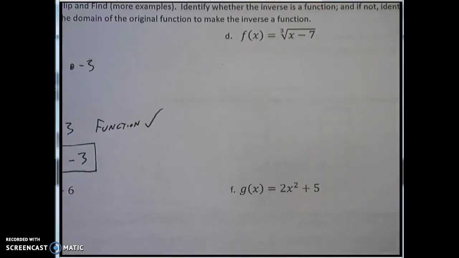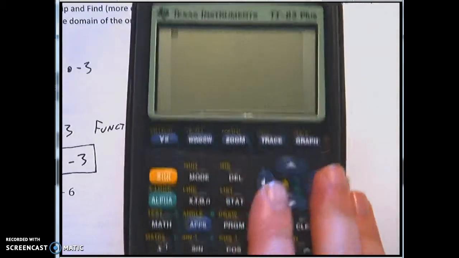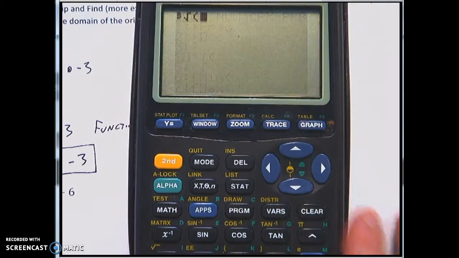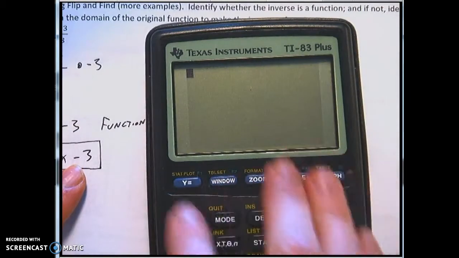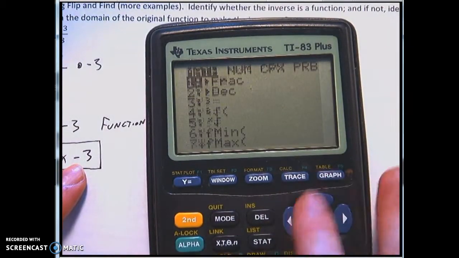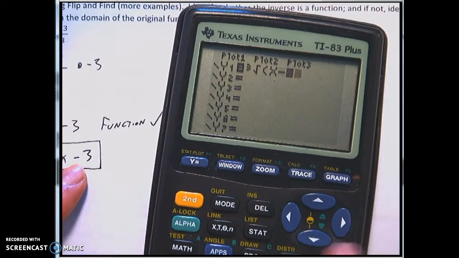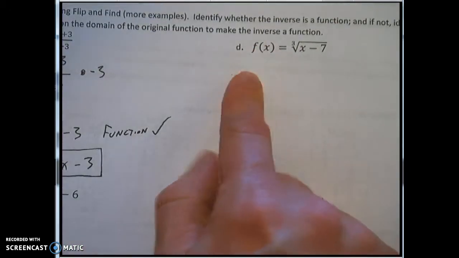Let's look at D here. F of x equals the cube root of x minus 7. If you're wondering where to find that cube root on the calculator, it's pretty simple to find. It's under math 4, cube root of x. I just want to graph this thing really quick to see it. I want to convince you that the cube root is a function, so I'm going to do math 4, x minus 7, and hit graph, and you can see that that cube root passes the vertical line test. So yeah, this thing is a function, which is why I have it in function notation.